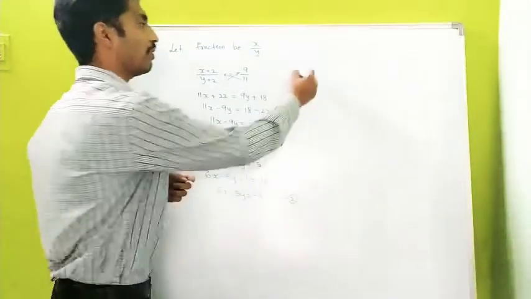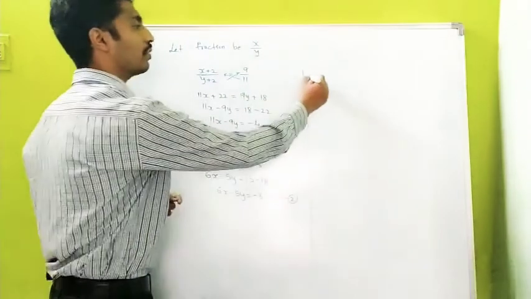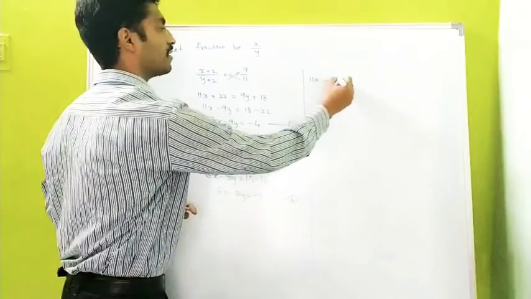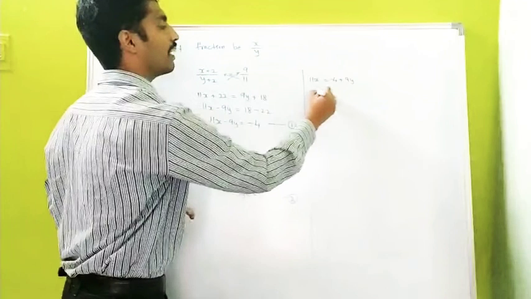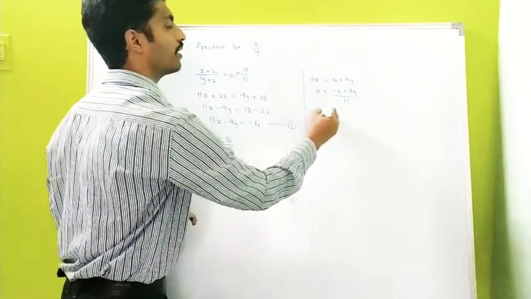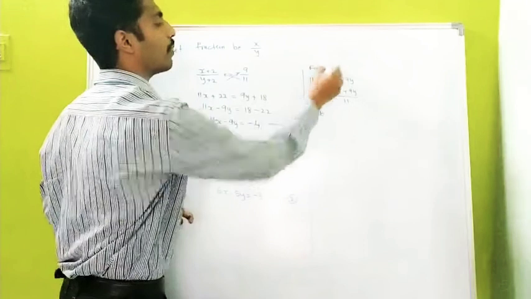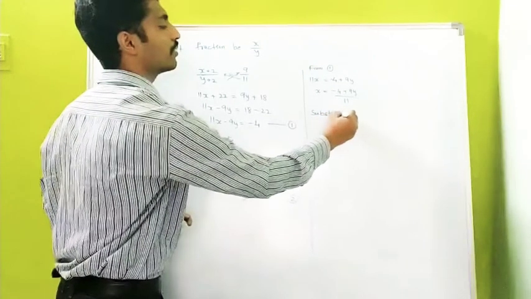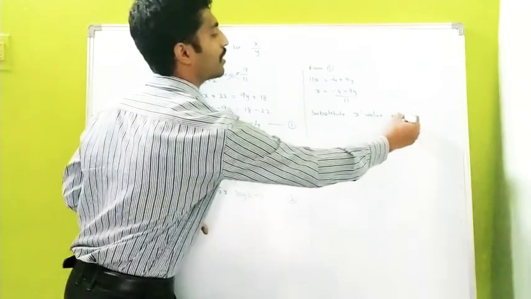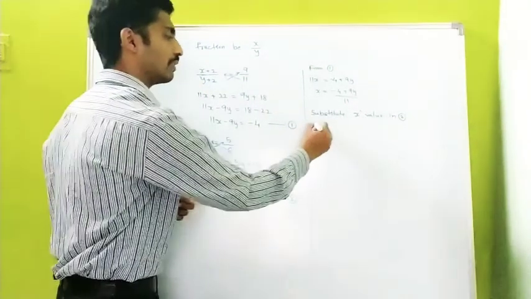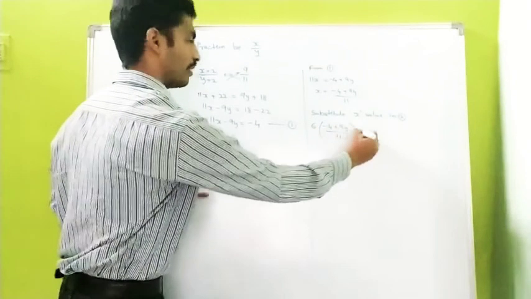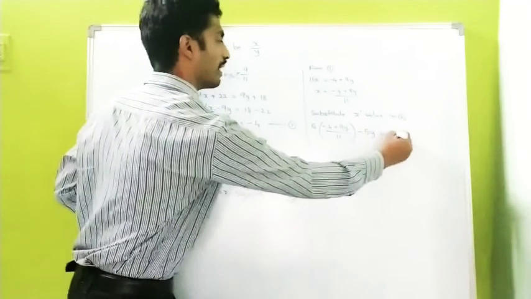From equation 1, I will make one condition. 11x is there, so taking minus 9y to the right side, it becomes minus 4 plus 9y. So x equal to minus 4 plus 9y divided by 11. Substitute this x value from equation number 1 in equation number 2. What is 2? 6 of minus 4 plus 9y divided by 11 minus 5y equal to minus 3.